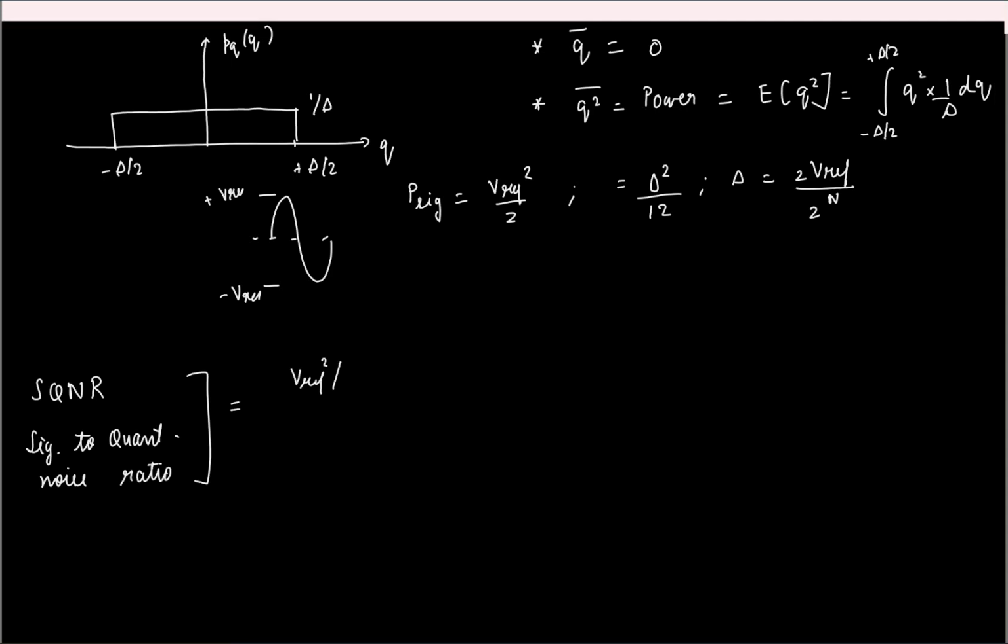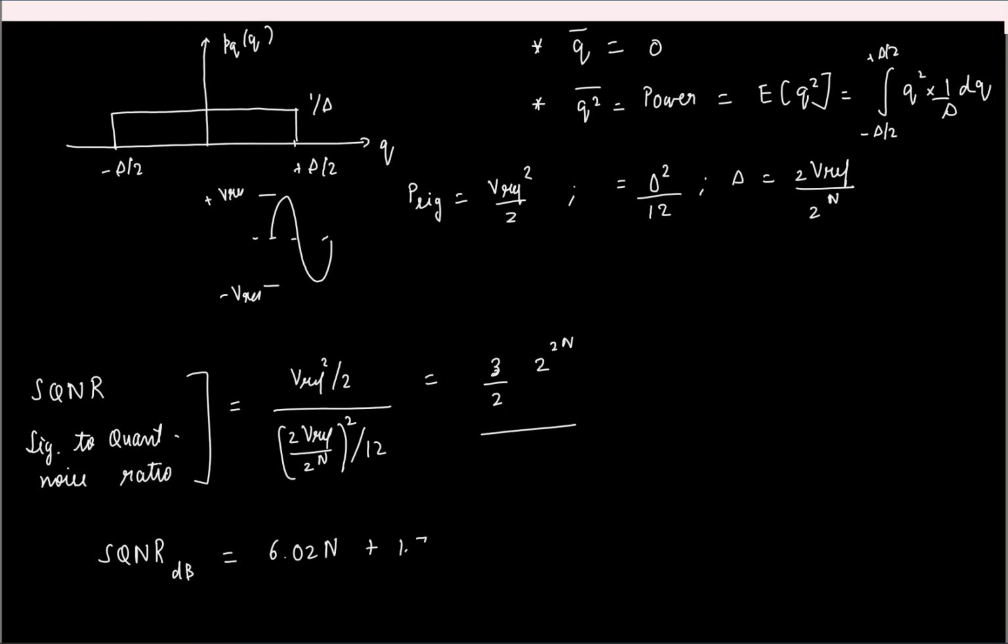So signal power is Vref square by 2, noise power is delta square by 12, and delta is this quantity. If you simplify this, you'll get 3 halves times 2 power 2n. Just work it out. If you express it in dB, which is how signal to noise ratio is usually expressed, you take 10 log of this quantity, so you'll have 6.02n dB. So it's roughly 6n plus 1.76 dB. Great. Remember, this is the maximum SQNR you can obtain for sinusoidal inputs.